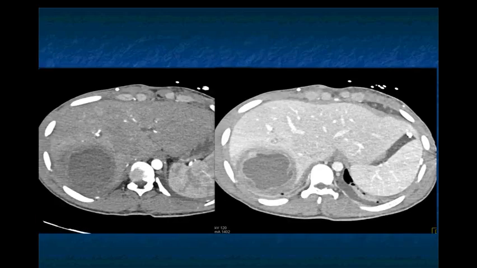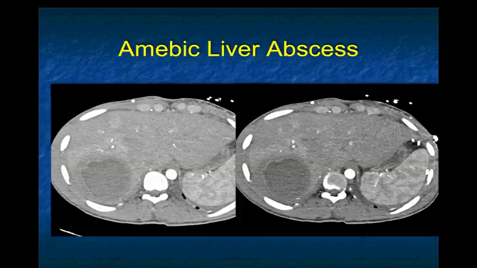There's rim enhancement, and as you go from the arterial to venous phase, the rim enhancement is particularly prominent, and the low density around the rim is especially well seen. It's a solitary lesion in the right lobe. I don't see anything else but the effusions. This was biopsied, and it was infectious. It was an amoebic abscess. Amoebic abscesses classically involve the right lobe of the liver, and this was such an example.